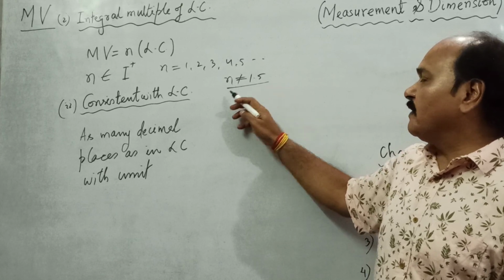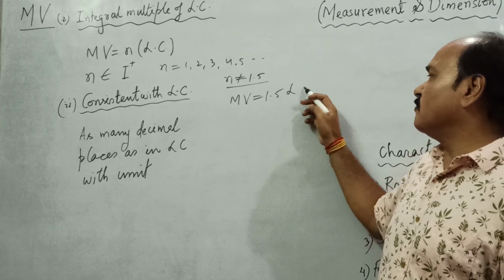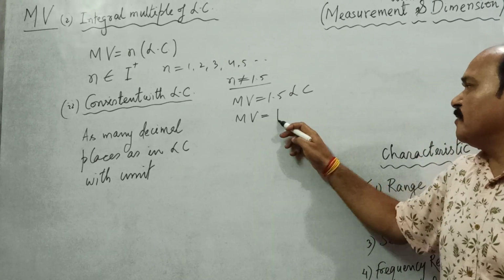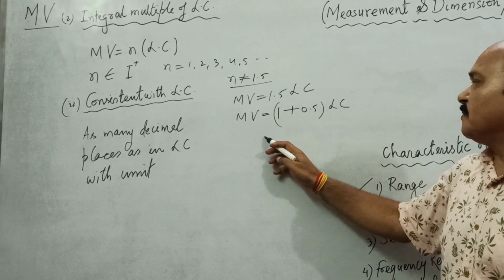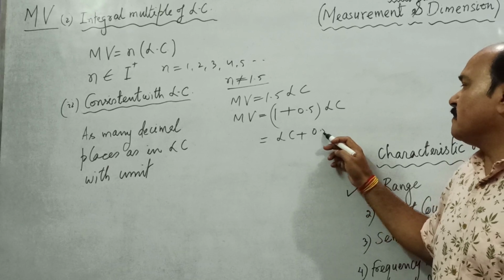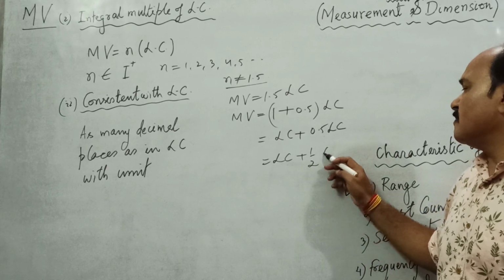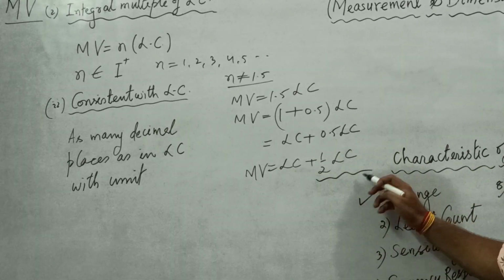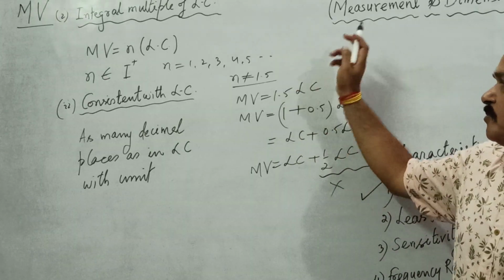If n is 1.5, what does it mean? This simply means the measured value is 1.5 times the least count, that is, 1 plus 0.5 times the least count, that is, the least count plus 0.5 times the least count, or the least count plus half the least count. So the least count itself is the smallest value. Therefore, this value cannot be measured by the instrument, and subsequently n cannot be 1.5.